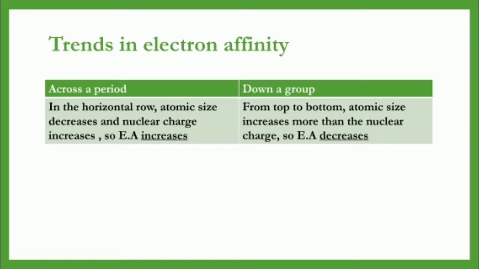Next one, trends followed in the electron affinity. In the period, the atomic size decreases and nuclear charge increases. If the nuclear charge increases, the electron affinity also increases. Down the group, atomic size increases, so the nuclear effect decreases. Atomic size increases means they are loosely bound, so the electron affinity will be very less, and the amount of energy released will be very less.